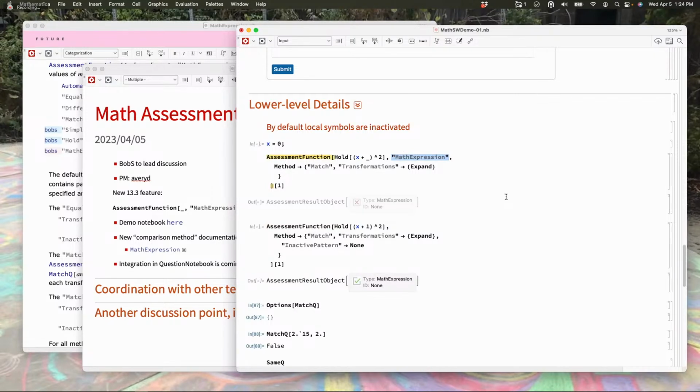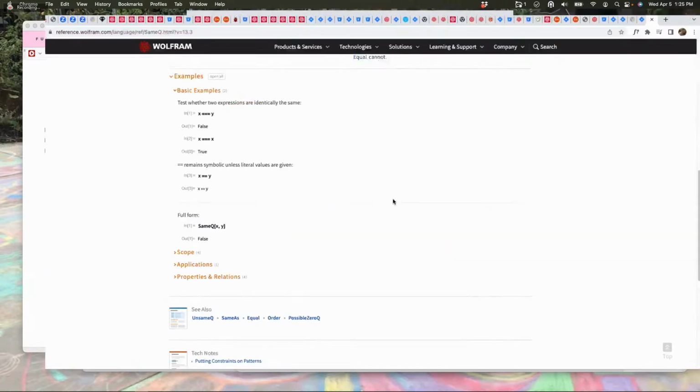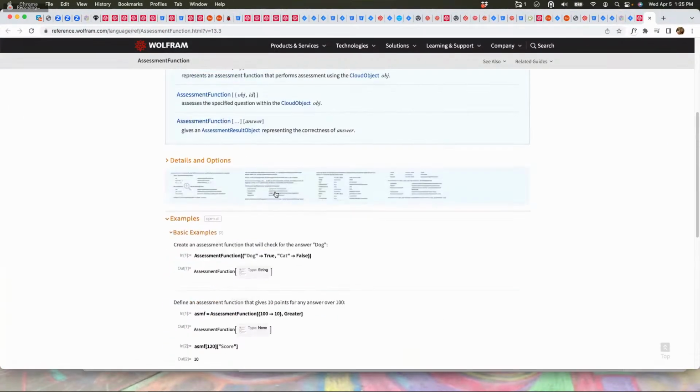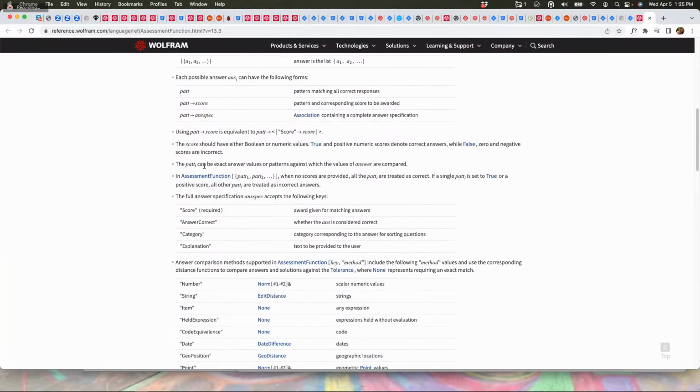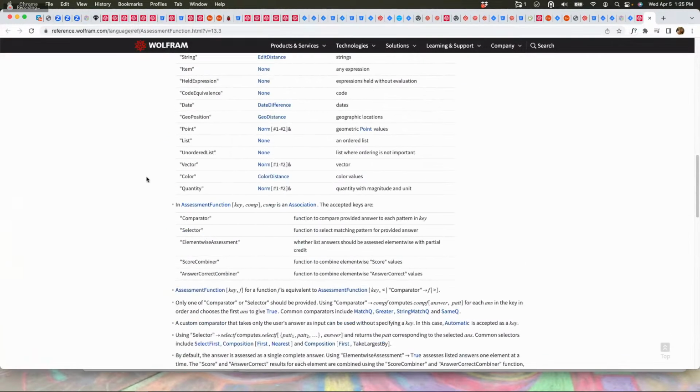Is math expression, is that second argument annotatable? Do you have other things where there's like a list there? Not anything. Well, it can be a full association where that becomes the comparison method. What are the other options? Element-wise assessment goes to true, where it treats a list as a bunch of different answers. I don't know. We can look at that. You can specify a custom comparator or how to combine the scores when you have multiple parts. Right. Okay, I remember some of this stuff.